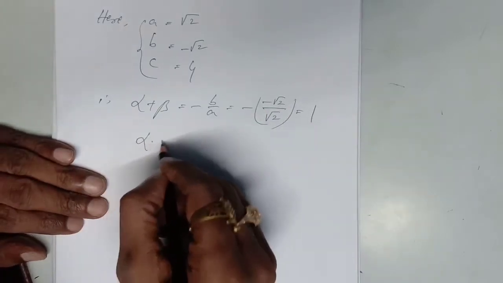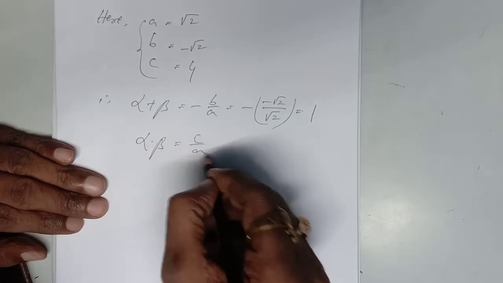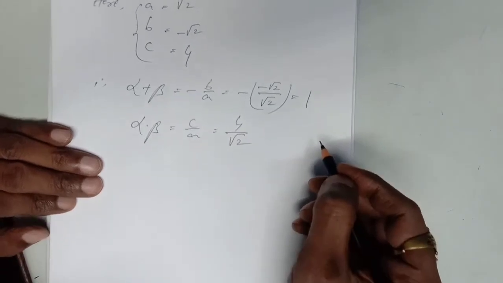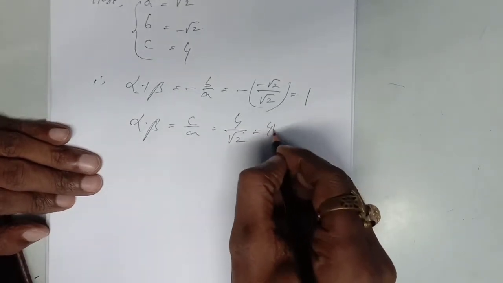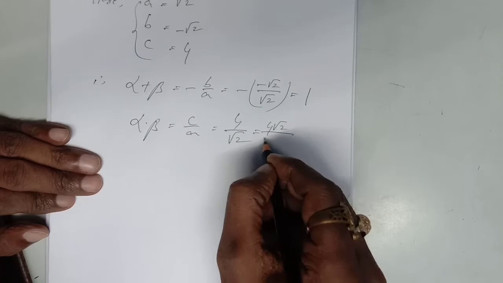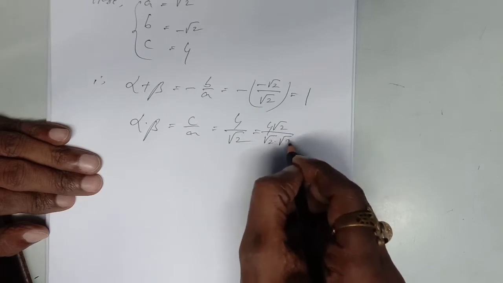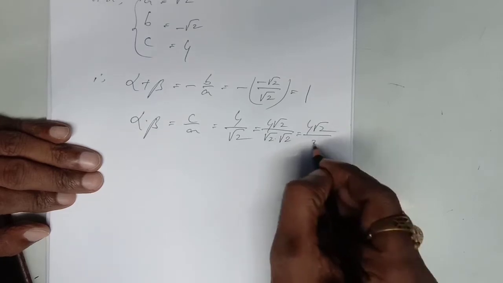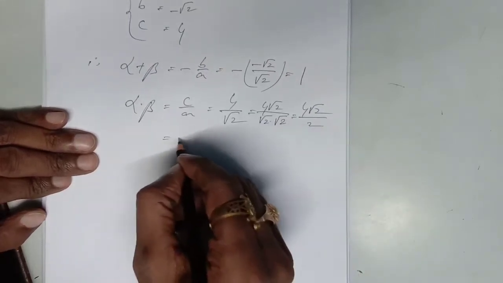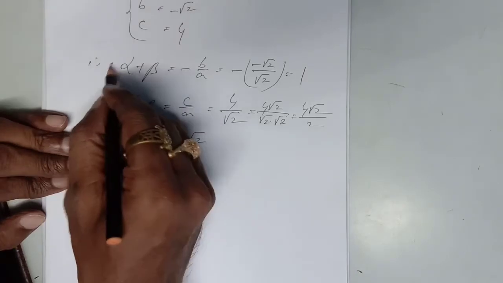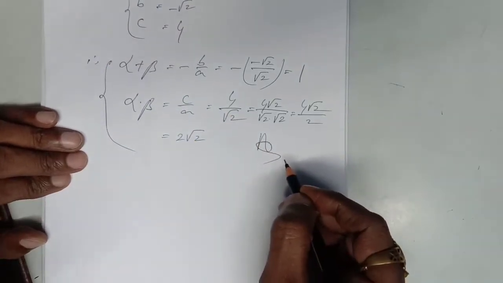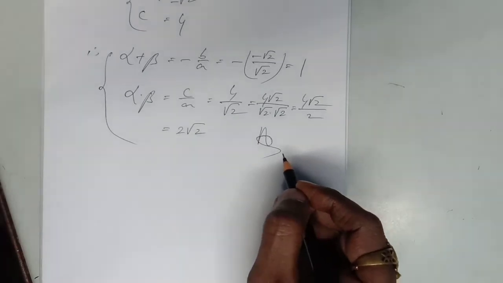Next, to find alpha into beta, that is c by a. C here is 4, a here is root 2. You have to rationalize by multiplying numerator and denominator by root 2. This will be 4 root 2 by 2. The final answer is 2 root 2. This is the way of finding the sum of roots and product of roots for number 1, second part. Let us see the next part.